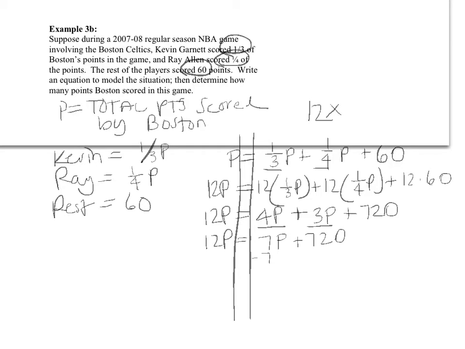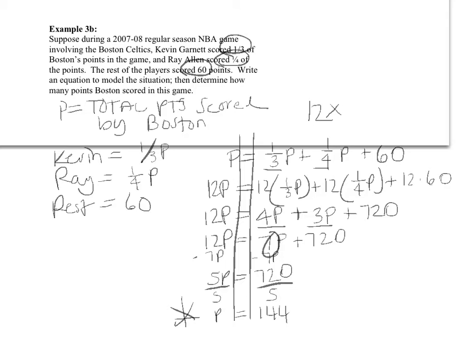Let's subtract 7p from both sides. So we have 5p equals 720. Let's divide both sides by 5. And p equals 144. That's how many points scored by Boston.